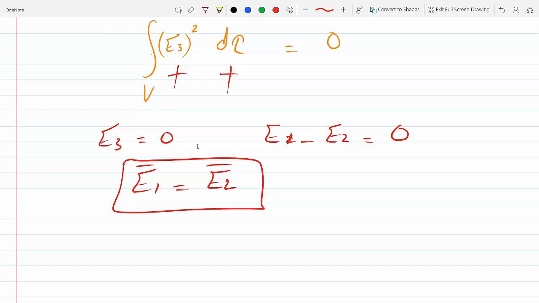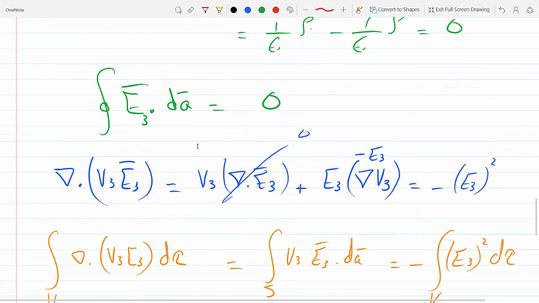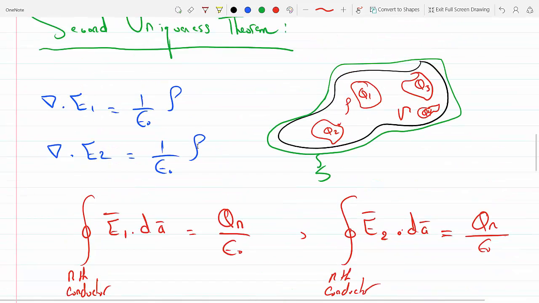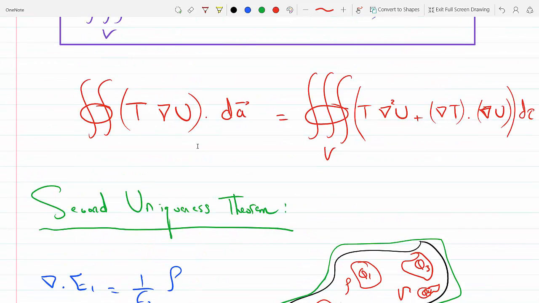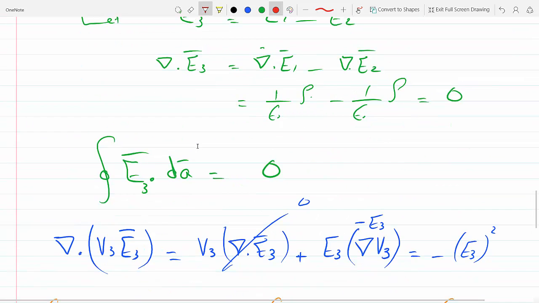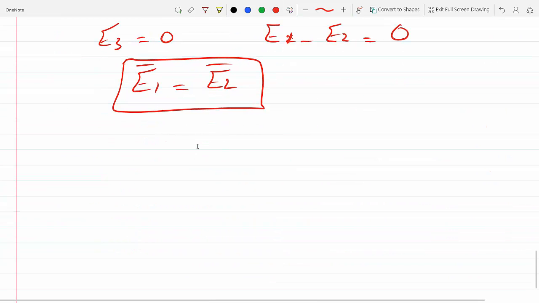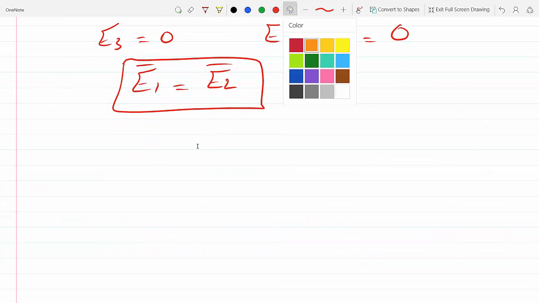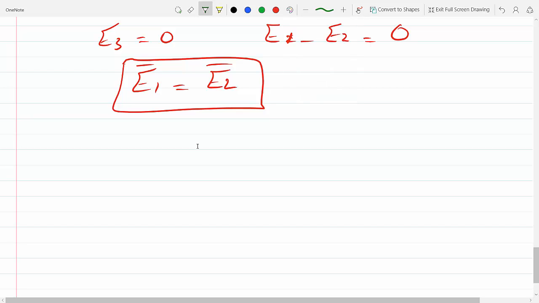Now, this is what Griffiths got. This is the logic that Griffiths used to prove the uniqueness theorem. Now, if we go back to our identity, we can tweak this in a slightly different way on what we proved, starting up to where V3 is.